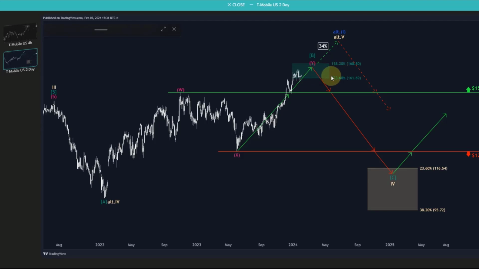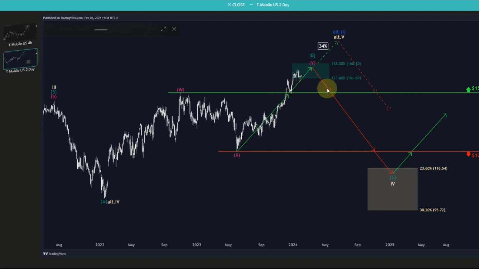This is located between $161.69 and $168.80. In our primary scenario, this magenta wave Y of B should finish in this region and a downtrend should start in wave C to complete wave 4. In the primary scenario, which, as I said, we assign 66% probability, we should then see over the coming weeks and months this downtrend follow through and eventually break below the $154.38 level again, which was a previous breakout point.